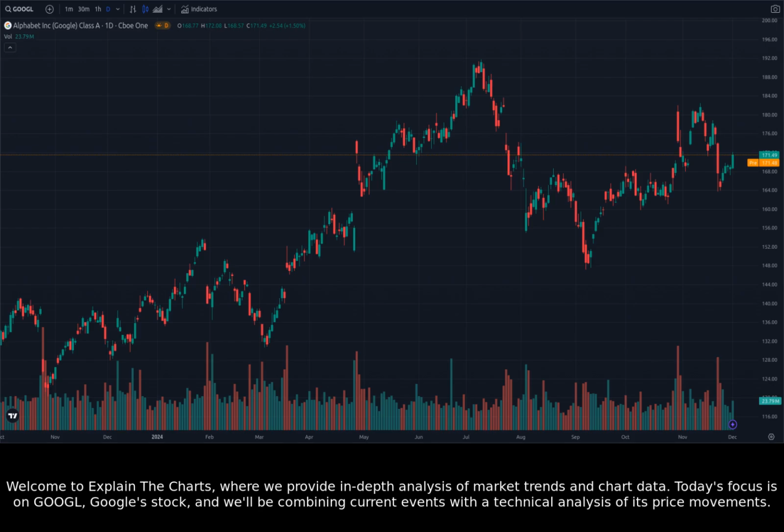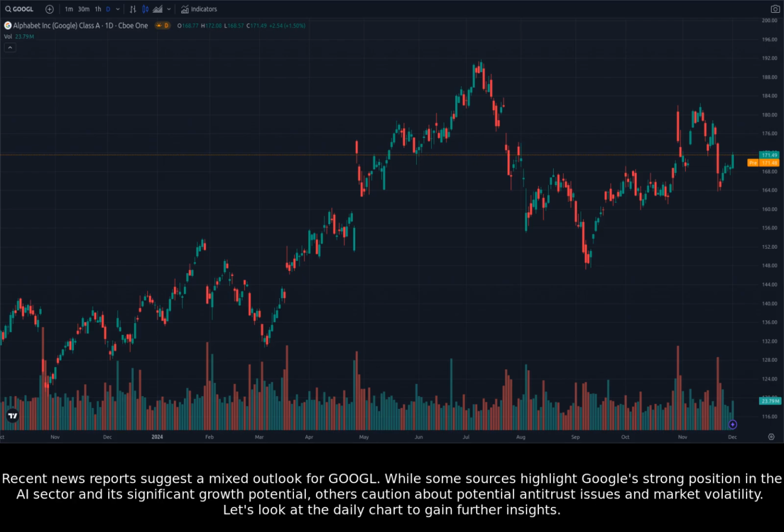Today's focus is on Google stock, and we'll be combining current events with a technical analysis of its price movements. Recent news reports suggest a mixed outlook for Google. While some sources highlight Google's strong position in the AI sector and its significant growth potential, others caution about potential antitrust issues and market volatility. Let's look at the daily chart to gain further insights.